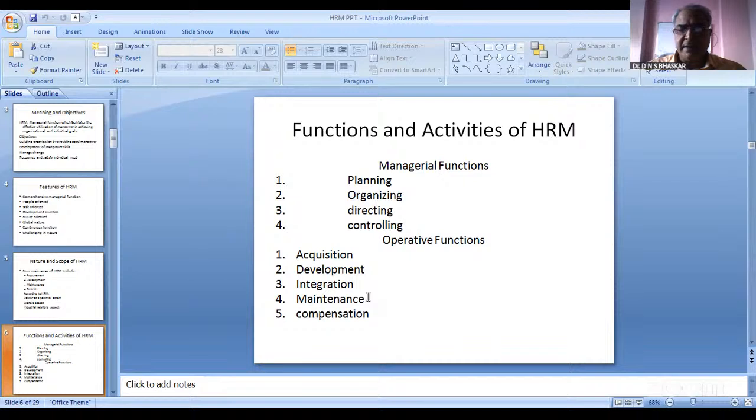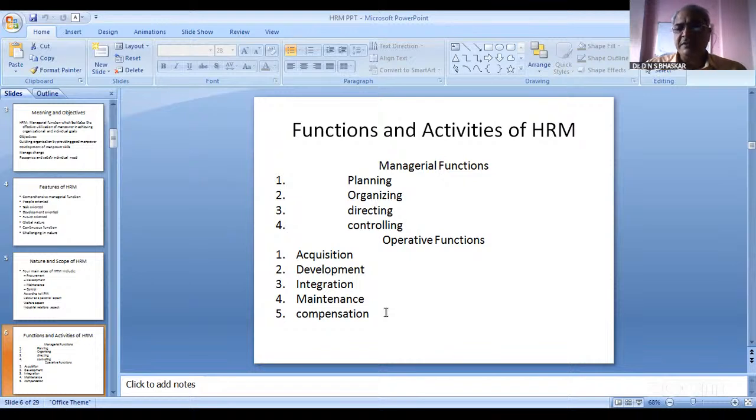Then the maintenance activity, and how better they can be maintained in the organization. And lastly, the fifth one, the operational activity, that is compensation. This is a crucial area where there is a lot of conflicting interest. Nowadays in modern systems, the management wants to get work done at lower salaries. They want to get more work than what they pay. This is general nature because of the profit tendency.